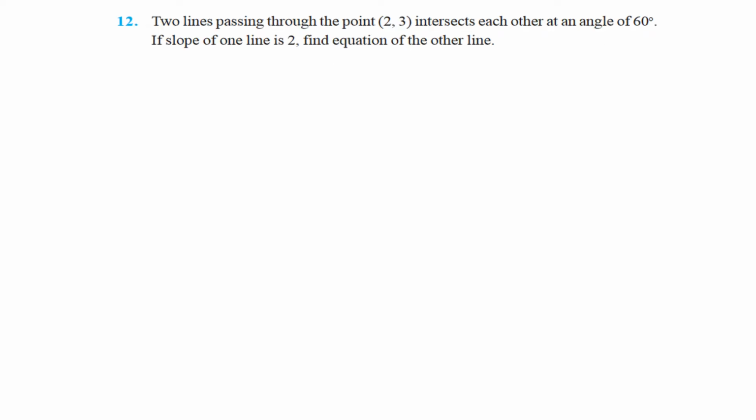Question number 12 says that two lines passing through the point (2, 3) intersect each other at an angle of 60 degree. If the slope of one line is 2, find the equation of the other line. So you are given the slope of one line, and both the lines pass through point (2, 3), and you have to find the equation of the other line. Now here you cannot find the slope directly because the inclination is given: the two lines are inclined at an angle of 60 degrees. This is the angle between two lines.